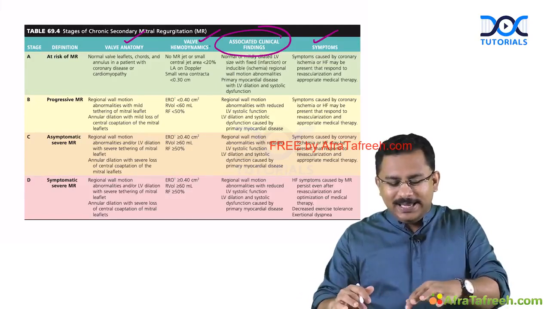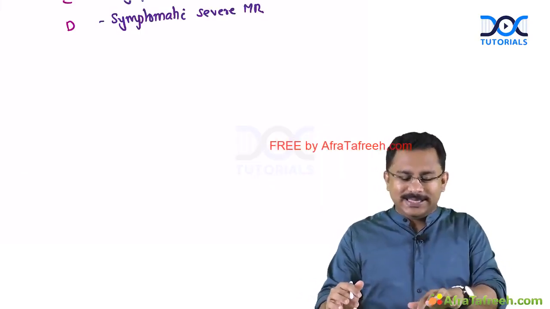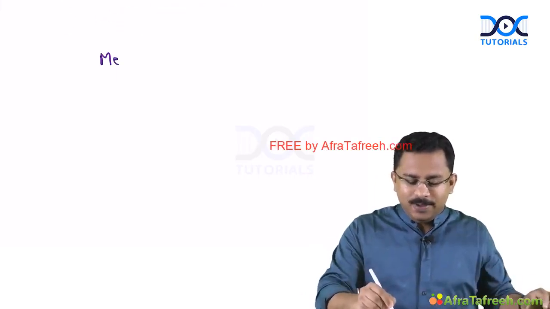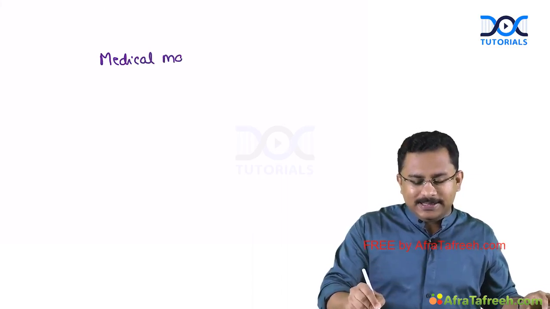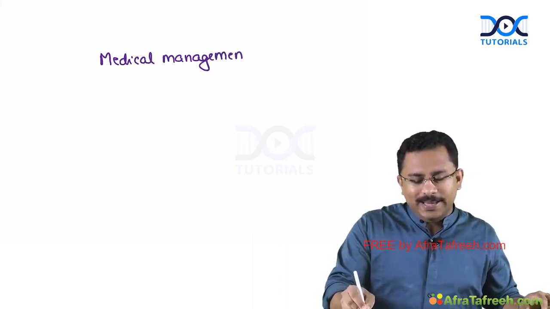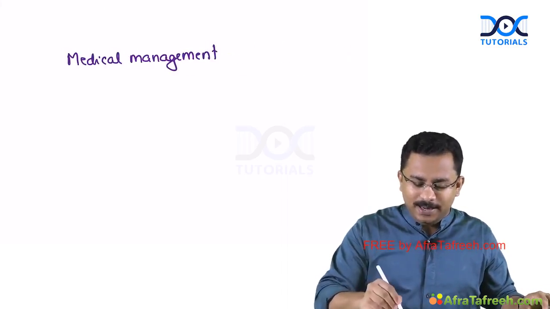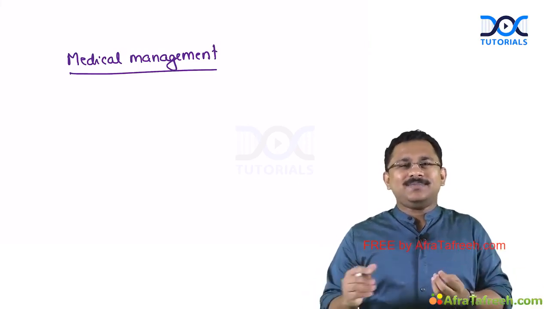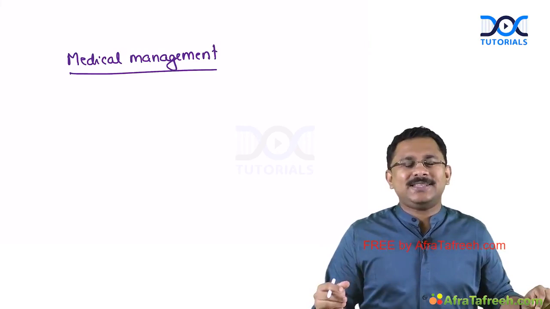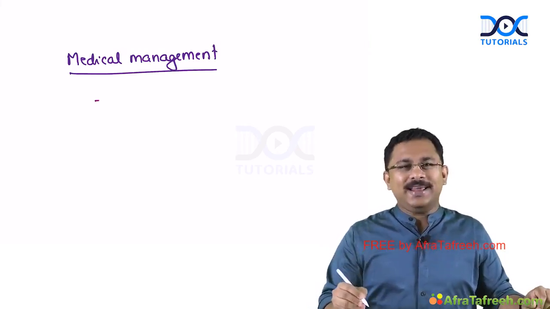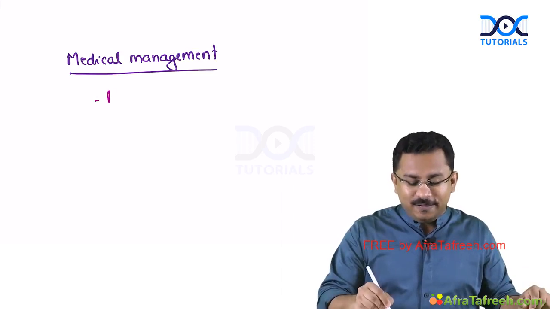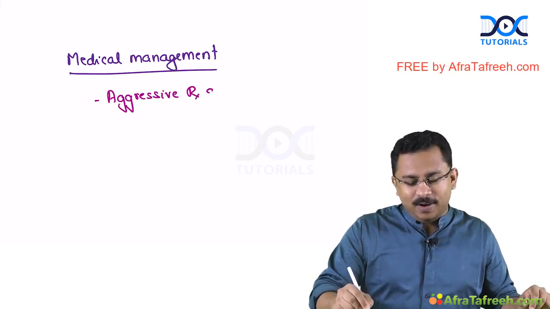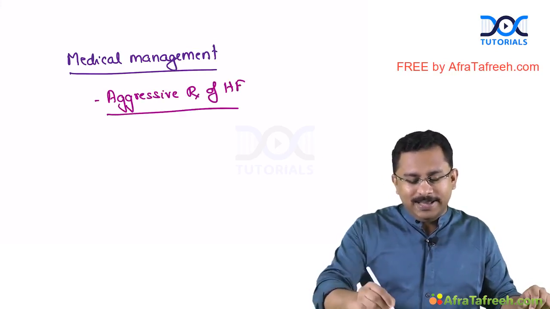Now coming to the management, after having understood the stages, let's have a look at the medical therapy first. We have the medical management and the surgical management. In medical management, for chronic severe secondary MR with a reduced ejection fraction, you will have to rely on medical management for an aggressive treatment of heart failure. That forms part of the medical management.